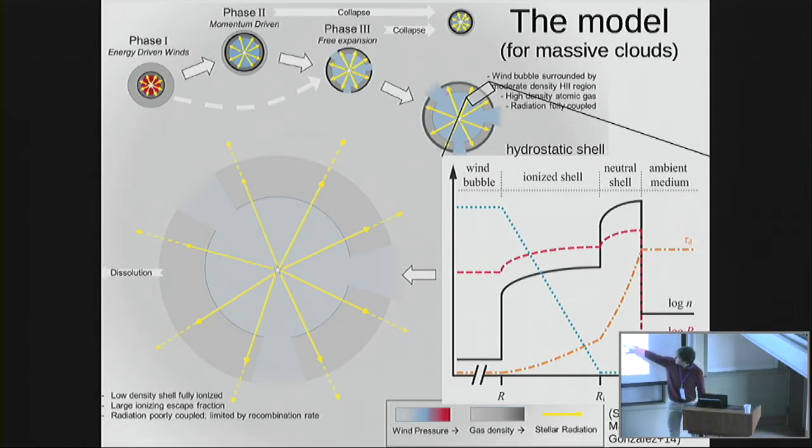So this is the ionized part of the shell, and then when all the ionizing photons have been absorbed, you have the neutral part of the shell, which has a much higher density because it's much colder. And here's the outside, the ambient medium. With this approximation, we can calculate in a very simple 1D model how much radiation is being absorbed and how efficient radiation pressure is in driving the expansion of the shell around that star cluster.